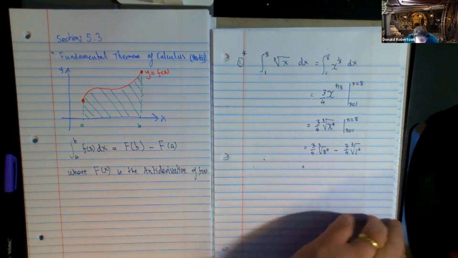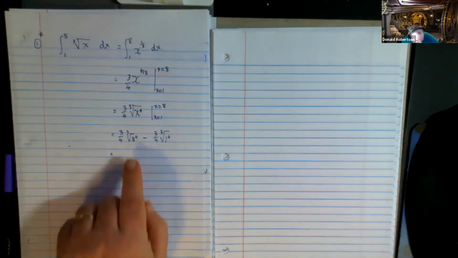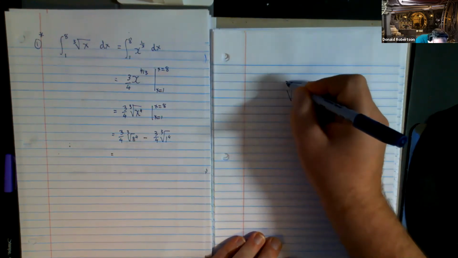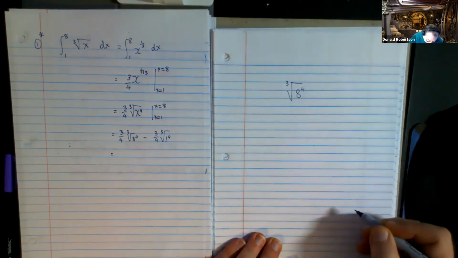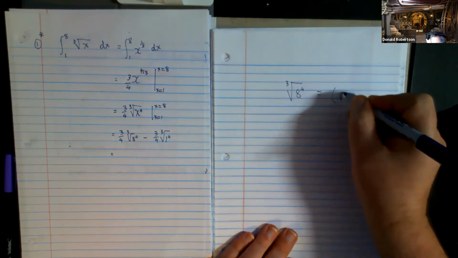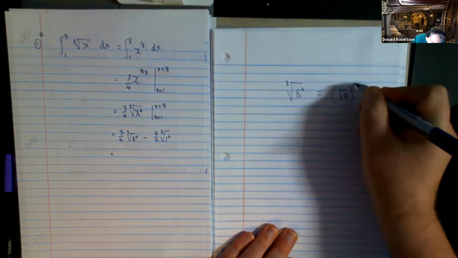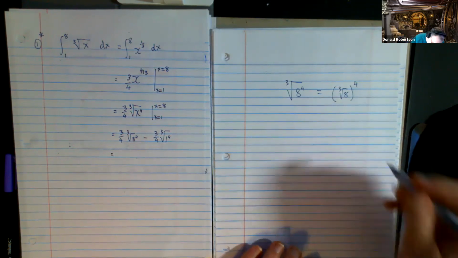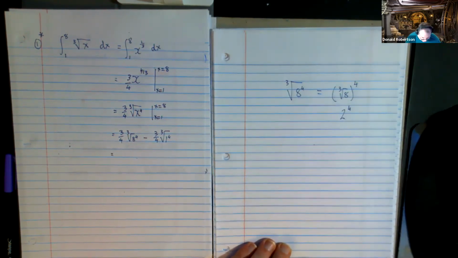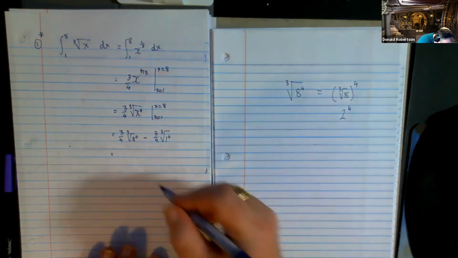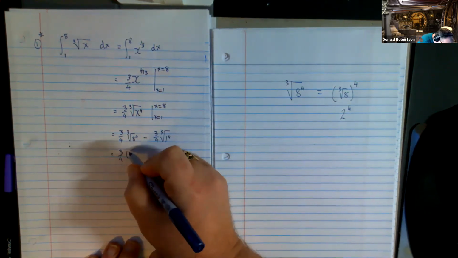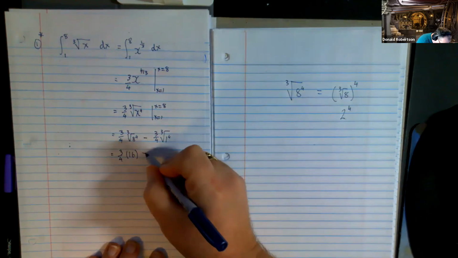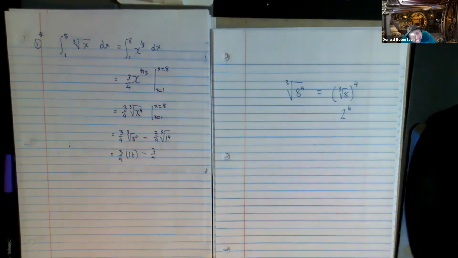So I want to show you a little trick that you can do when you're trying to do cube roots or square roots of really awkward numbers. The cube root of 8 to the power of 4 can be redone as the cube root of 8, to the power of 4. In other words, switch places with the power and the cube root. But the cube root of 8 is easy. It's 2. So it's 2 to the power of 4. So 2, 4, 8, 16. So this is 3/4 of 16, take away 3/4 of 1, which is still 3/4.